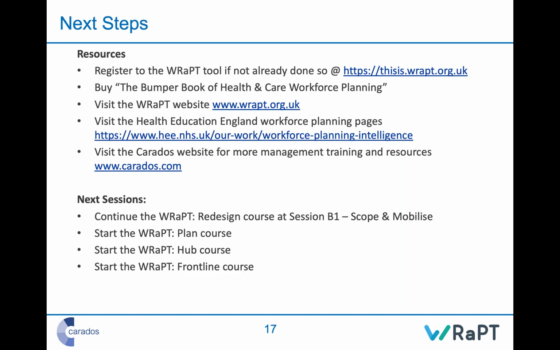What would be your next steps? Well, you can register to the WRaPT tool if you haven't already done so. The link is there. This is wrap.org.uk. You can buy the bumper book of health and care workforce planning. Should be available May, June 21, available on Amazon. Basically it contains everything that's available in these courses plus more. You might want to visit the WRaPT website. You might want to visit the Health Education England workforce planning pages, all of which provide you with some information there, especially if you want to learn 6-step electronically and slightly more professionally than this set of slides. That's available if you're in the health sector.